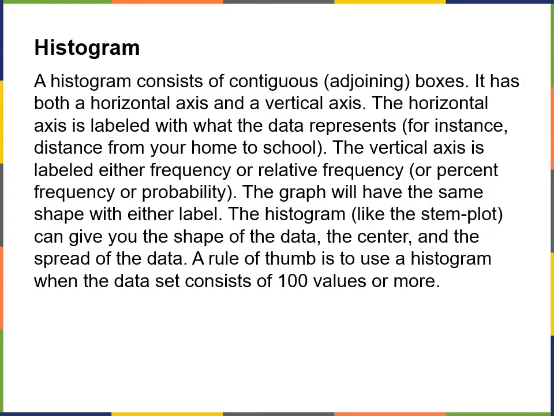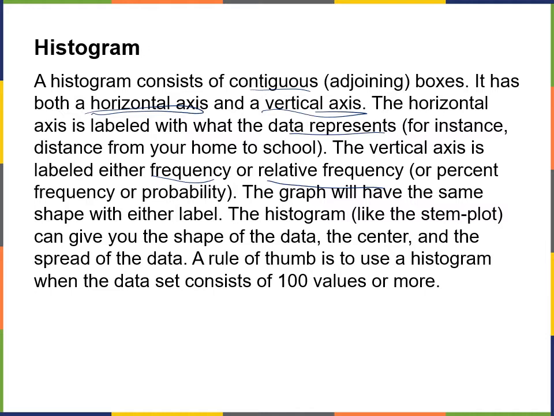So here, this definition I think maybe gets a little bit too complicated, but a histogram consists of contiguous joining boxes, essentially bars, and has a horizontal and vertical axis. The horizontal axis would represent your class, the vertical axis would represent your frequencies. Again, horizontal is your data. You could do your vertical as frequency or relative frequency. It really doesn't necessarily matter which one you use. The graph should really look the same either way.